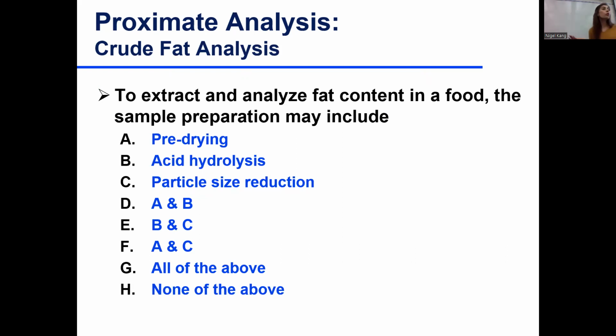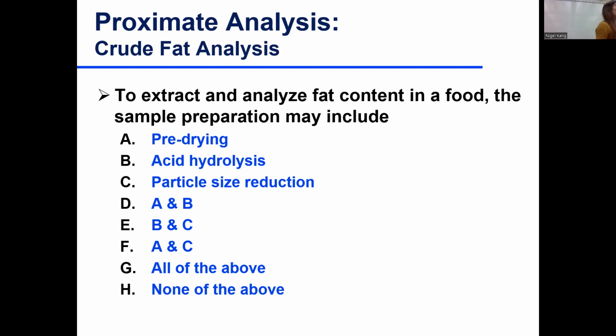If you are going to do fat analysis using Soxhlet, you need to do pre-drying on your sample. Your sample should be dried. Acid hydrolysis. If you are going to do fat analysis using Mojonnier, then sometimes when the carbohydrate content is high, you need to do acid hydrolysis. Particle size reduction. It's almost a rule for sample preparation for many proximate analysis.